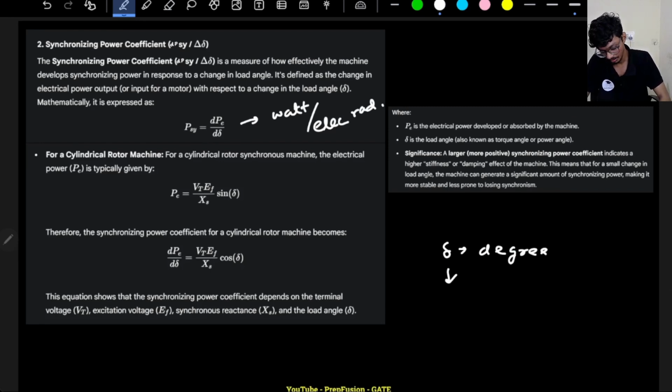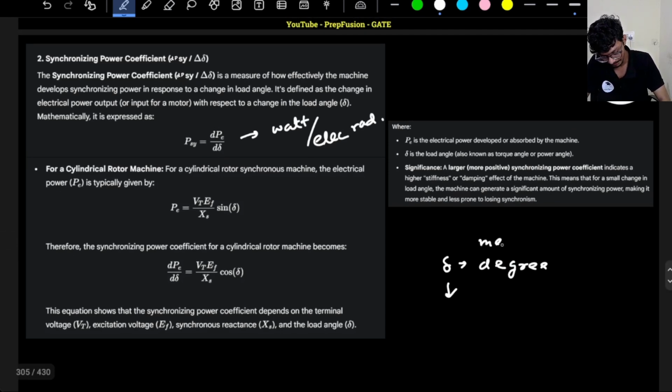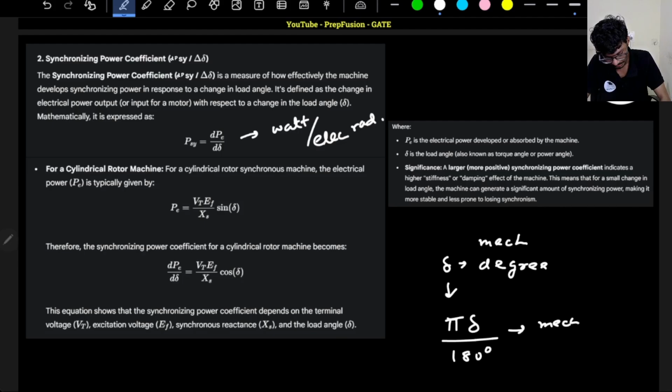Let's say your delta is in mechanical degrees. Your first task would be to convert your delta into what? Into mechanical radians. How do I convert into mechanical radians? It will be pi times delta by 180. That will convert it into mechanical radians.